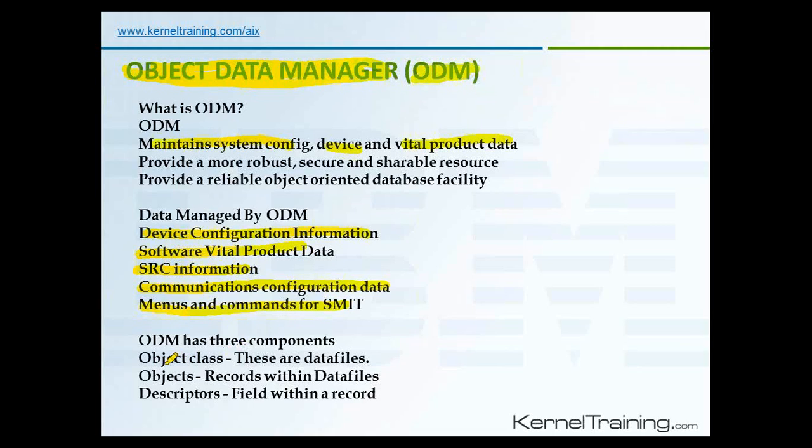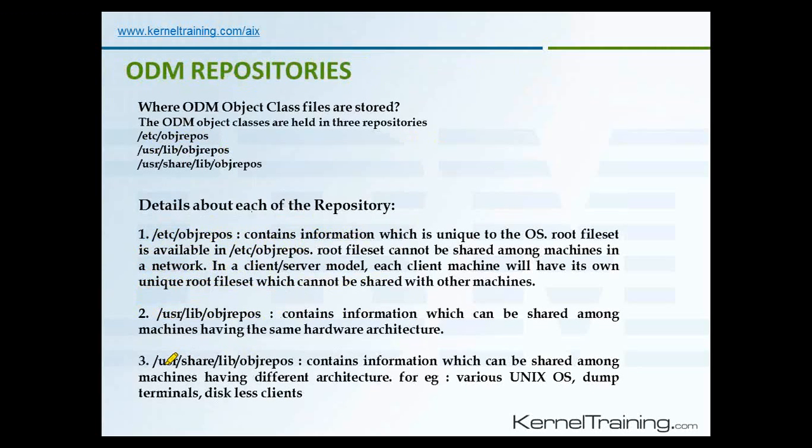So ODM maintains its total information in three important locations. Those three important locations are called repositories. These repositories are the locations where ODM maintains the total information about your system. What are those locations? They are /etc/objrepos, /usr/lib/objrepos, and /usr/share/lib/objrepos.